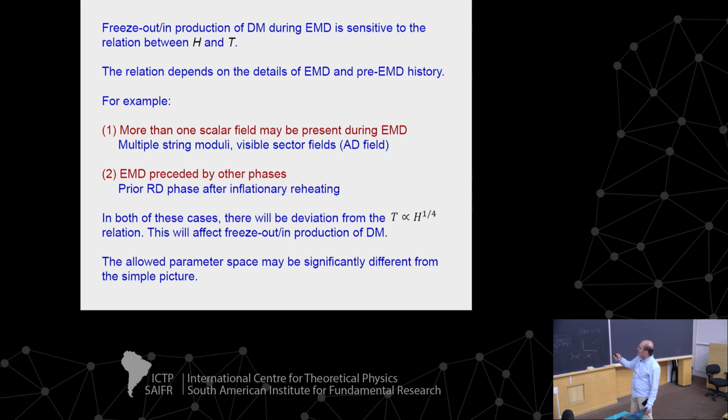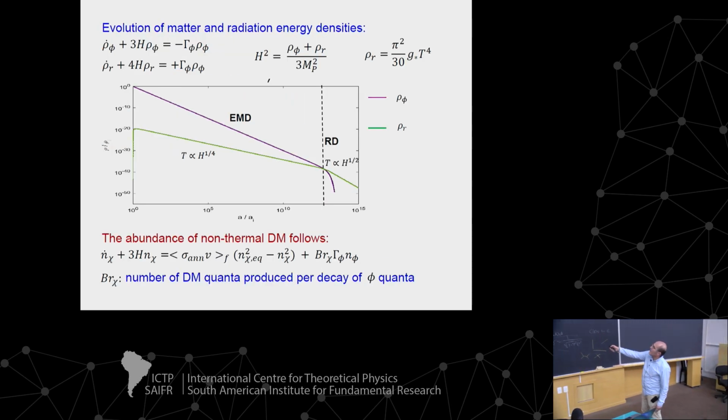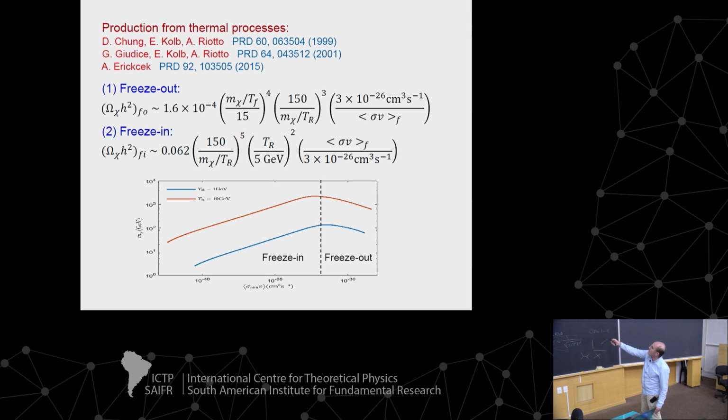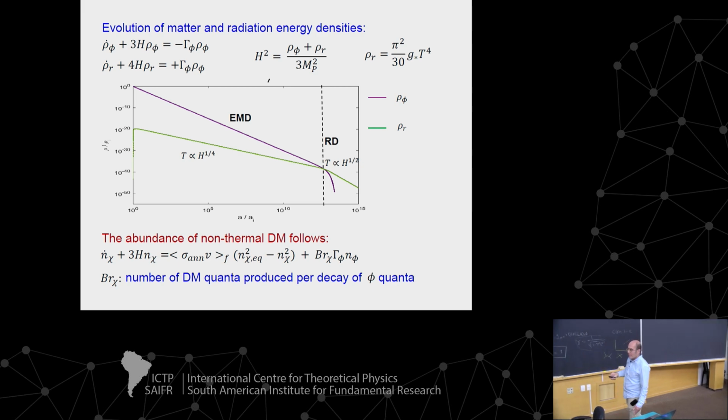So maybe let me digress a little bit related to Francesco's question. Remember, all these calculations are done in this steady state phase of EMD, when temperature goes as the fourth root of Hubble. But of course, now the question is what happens if the EMD has some details in it, or even the pre-EMD, what happened.